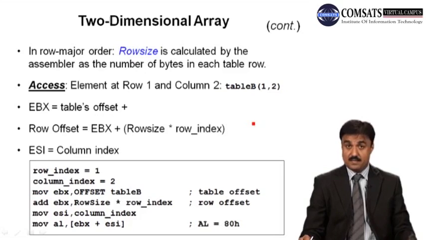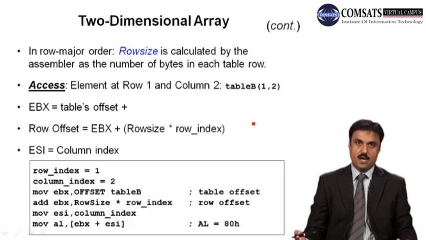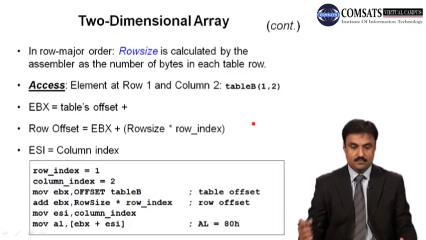If there are 5 elements or 5 columns inside the first row or any row, and they are defined as words, 2 bytes each, then the row size should be 10. So it defines the number of bytes that are occupied by a single row.